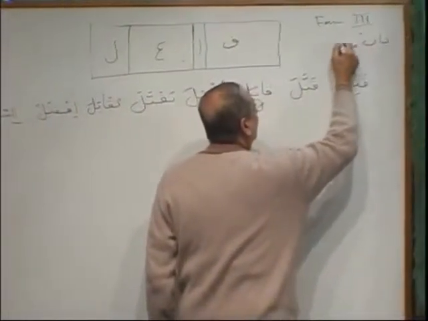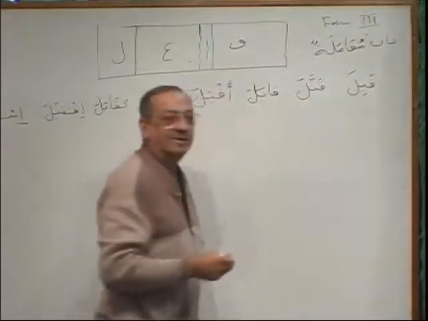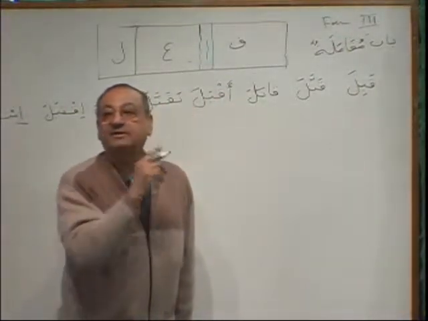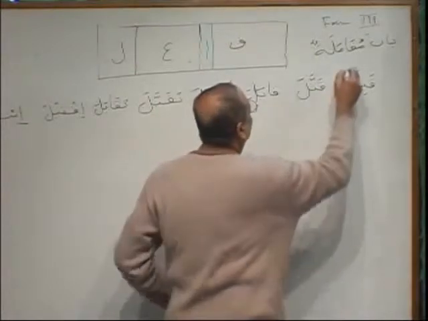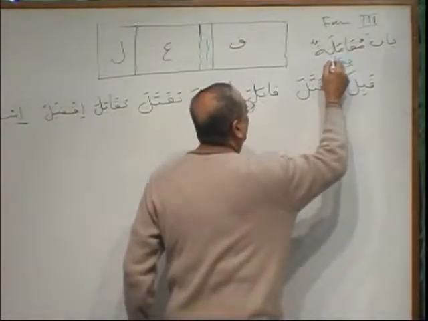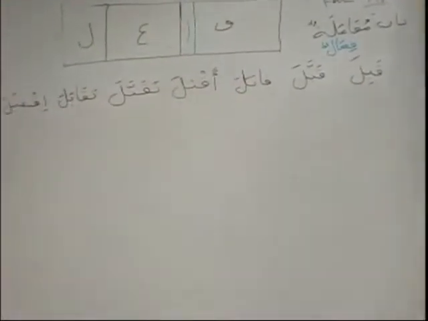What is the master? Bab Mufa'alatun. Are you with me? Bab Mufa'alatun. This has got two mustar patterns. And what is the other one, brothers and sisters? Remember, fi'alun. What is it? Fi'alun. It has got two forms. Now we will always get this information from the dictionary. Don't change everything into fi'alun. There are certain verbs which have been used for fi'alun, for the mustar from on the pattern of fi'alun. But most of the time, the pattern used is mufa'alatun. Are you with me, brothers and sisters?